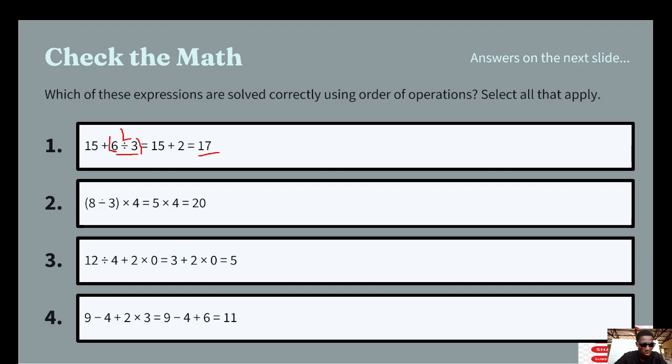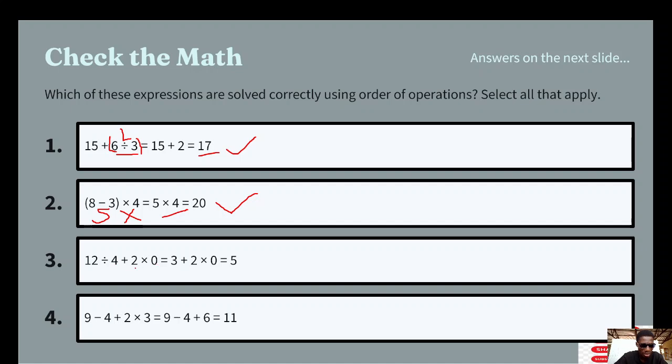Now let's look at this. We have bracket here, so we have 8 minus 3, which gives us 5, and then times 4, which of course gives us what? 20. Okay, this one is also correct. So this one is correct. This one is correct.